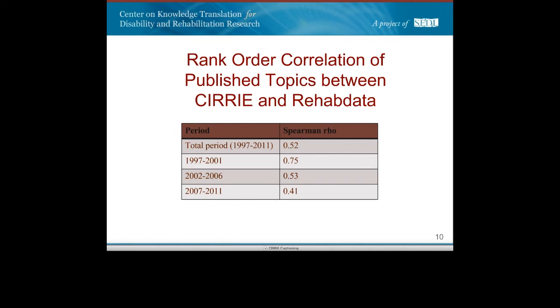However, it is interesting to note that the strength of the correlation diminished over time, from 0.75 in the first period, 1997 to 2001, to 0.53 in the following 5-year period, and then 0.41 in the most recent period.